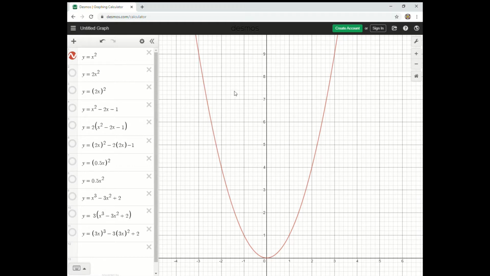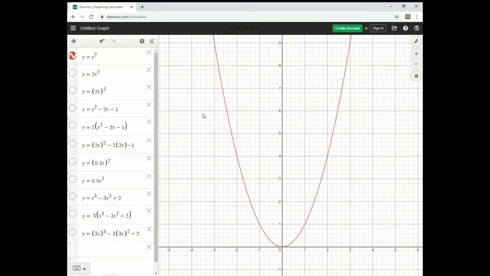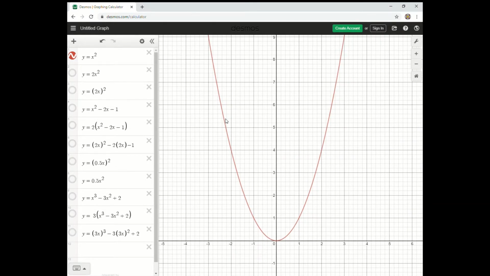This particular video is on transformations of graphs. It's the second video on this topic, and this is on stretches of graphs. So we're going to start off by looking at y equals x squared. So we have the graph on the screen here. It's courtesy of Desmos, which is a wonderful app.